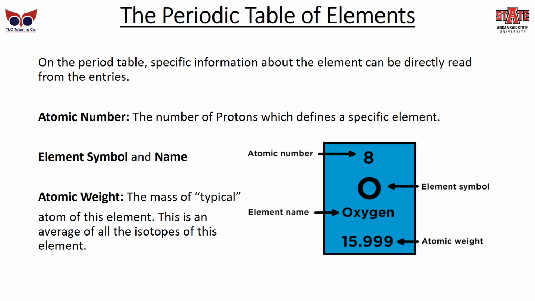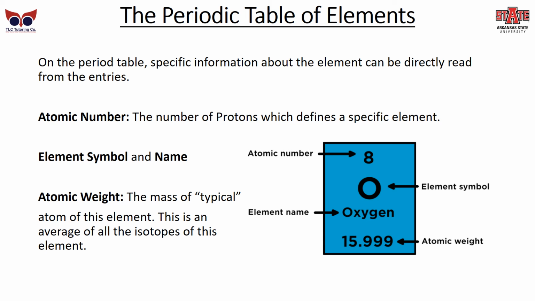Now, as we talked about some of these different elements and compounds, we want to talk about the periodic table. On the periodic table, specific information about an element can be directly read from the entries, so they're very useful. They also have specific things that they have in common in each of the rows. This is a typical periodic table entry for oxygen. The first number is the atomic number. That's the number of protons, and that defines the element. Every atom of every oxygen that's ever existed had 8 protons, so we say that defines this.